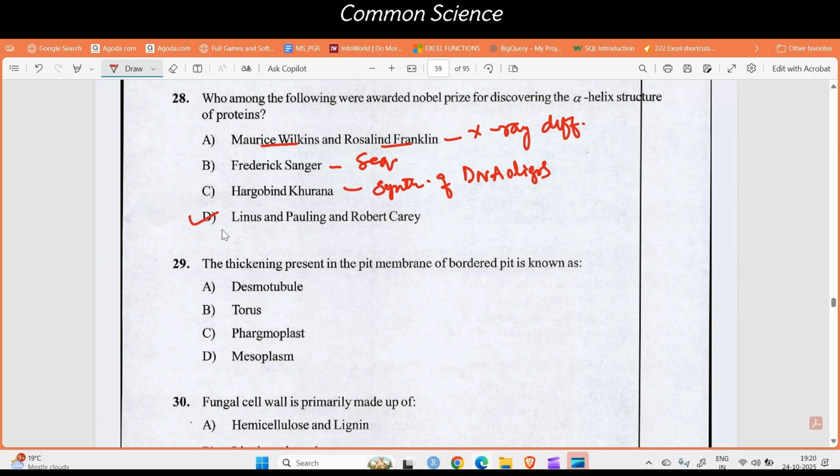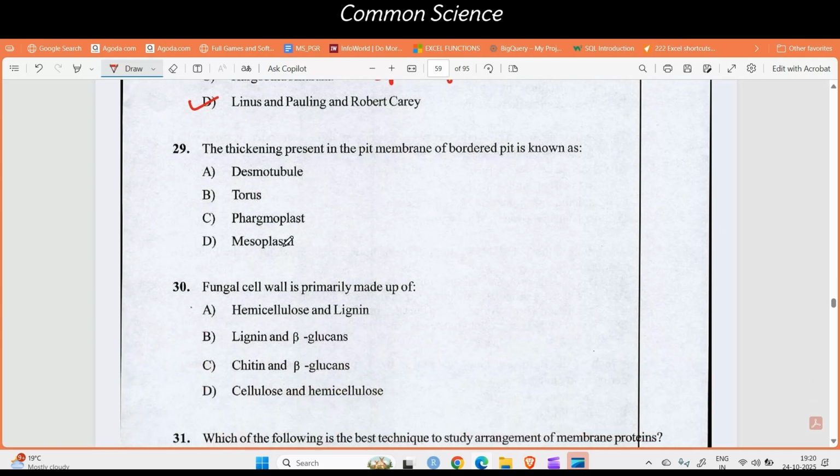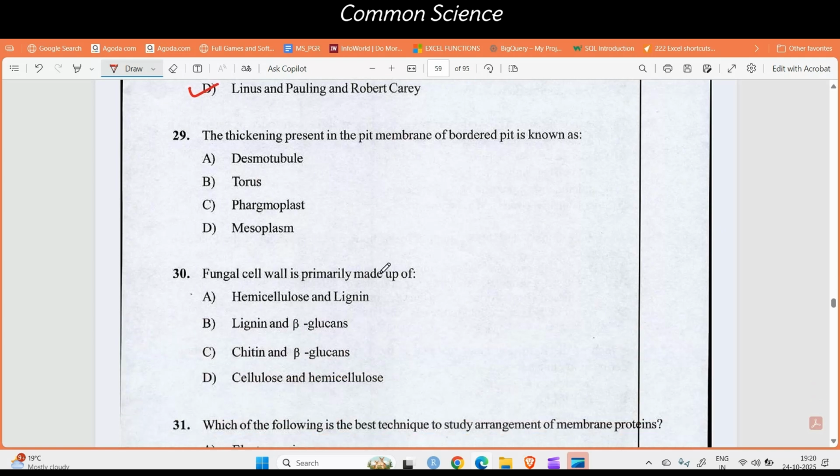So moving on to the 29th question, which is: the thickening present in the pit membrane of a bordered pit is known as its torus. Okay, the bordered pit is present in the conifers, and this bordered pit has a special thickening in the middle, which is called torus, which prevents cavitations from spreading from one trachea to another trachea.